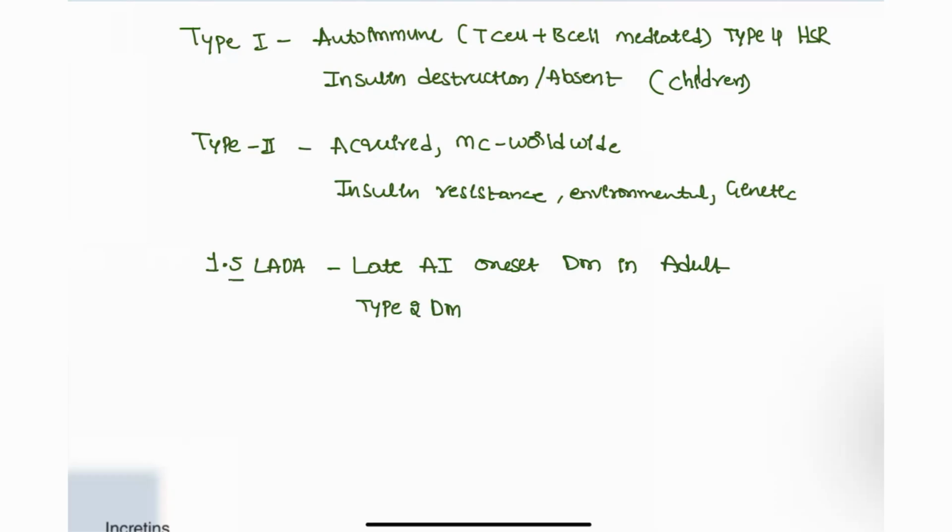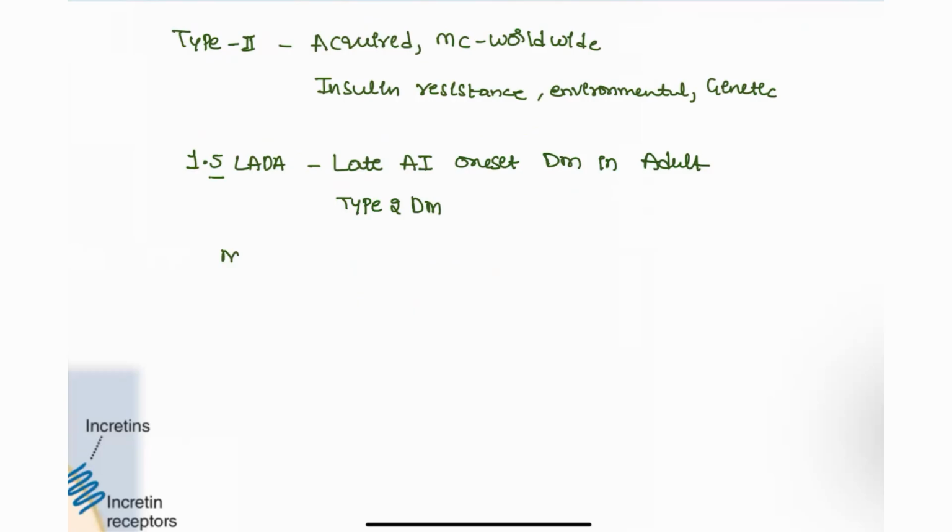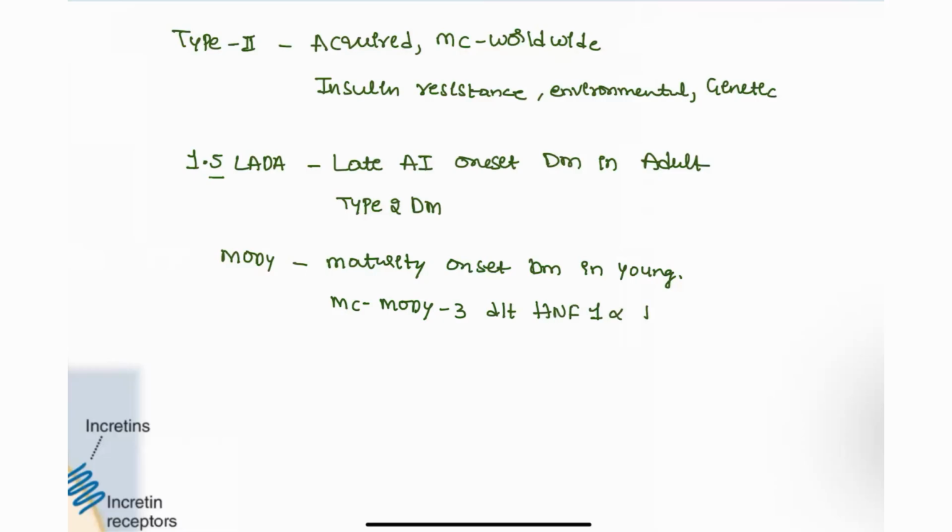All right, next we have MODY. What does MODY mean? Maturity onset diabetes mellitus in young patients. There is a specific genetic defect that causes it, and many types of MODY are present, like 5, 6, 7. The most common is MODY 3, which is due to a defect of HNF 1 alpha. This is one other type.